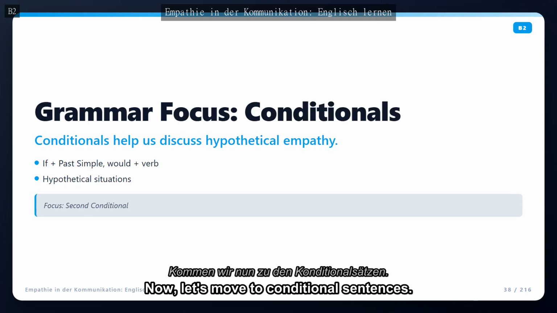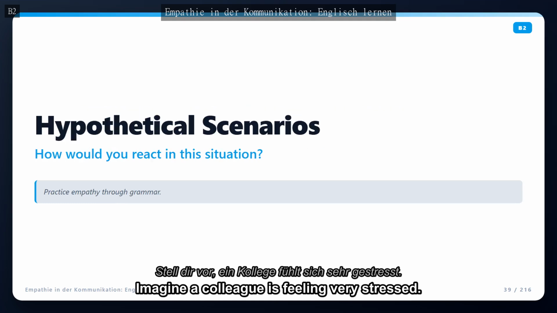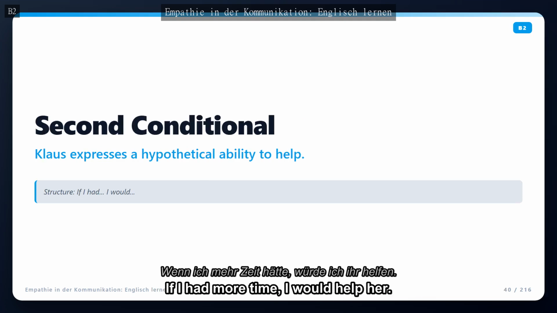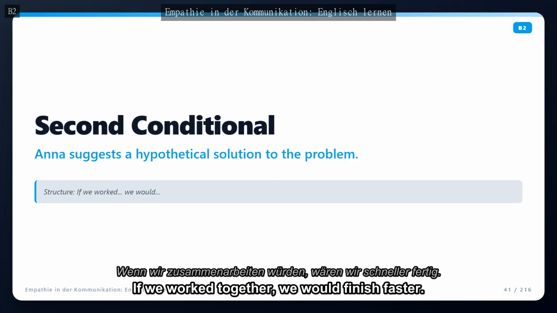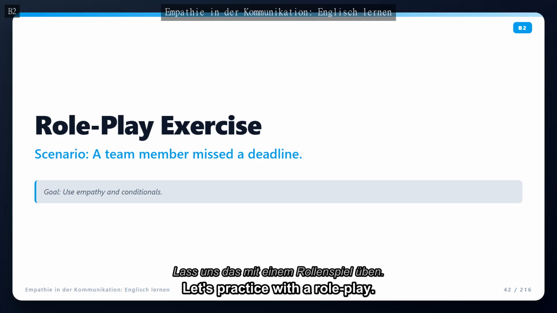Now, let's move to conditional sentences. Imagine a colleague is feeling very stressed. If I had more time, I would help her. If we worked together, we would finish faster. Let's practice with a role play.